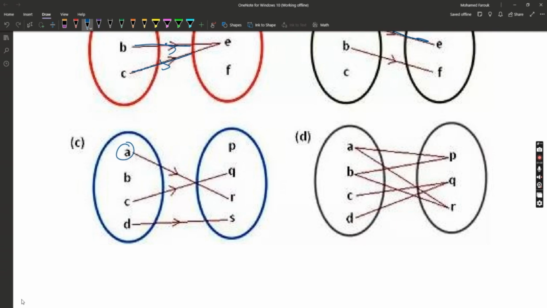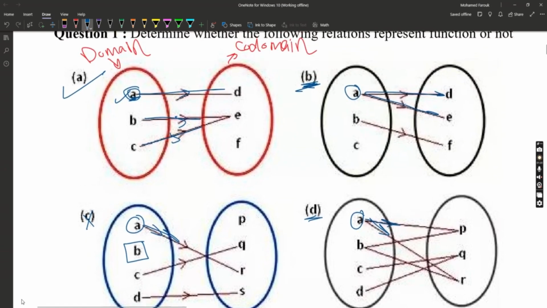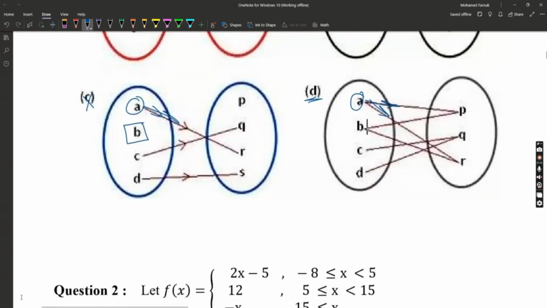Third relation: we have the first element assigned to only one value. It has only one arrow out of it. But the second element doesn't have any arrows. It's not assigned to any value in the codomain. So this one also is not a function. Okay, relation letter D: we have the first element assigned to two values in the codomain. It has two arrows out of it. So this one also is not a function. So we have only one relation that is a function, which is letter A.